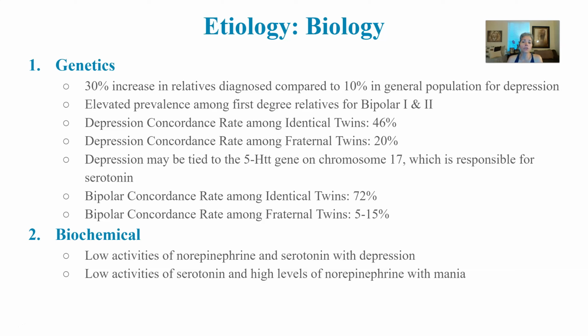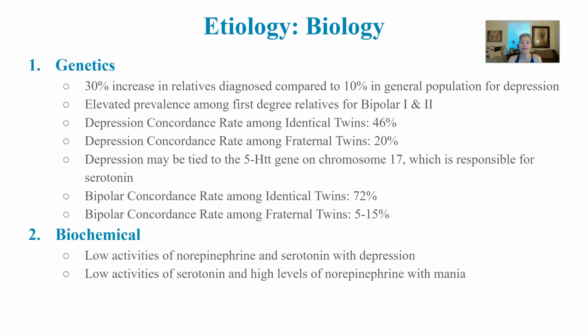Biochemically, the two neurotransmitters that are most involved in depression and bipolar are norepinephrine and serotonin. Usually we have low levels of norepinephrine and low levels of serotonin for depression, but with mania, it's low levels of serotonin and high levels of norepinephrine. So that norepinephrine kind of depends. If it's low, it's depression.